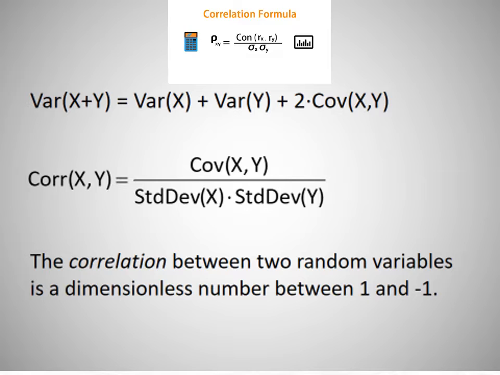We can calculate the correlation of variable x and variable y, meaning the relationship between two variables. The correlation between two random variables is a dimensionless number between 1 and -1.